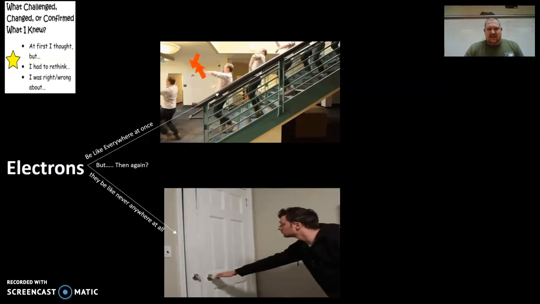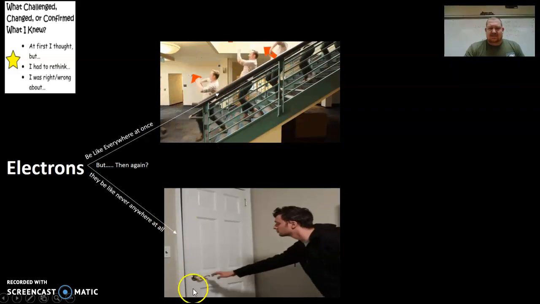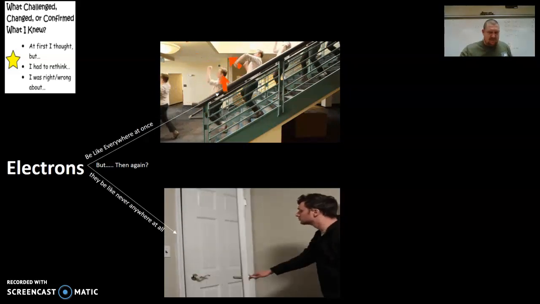So what about this being everywhere at once and being nowhere? Until it is observed, an electron must be regarded as being at once everywhere. So they're like everywhere, right? But then again, they're nowhere. What? What? Right? It's okay if that doesn't make sense. It doesn't make sense to me either. Right. Let's keep going.